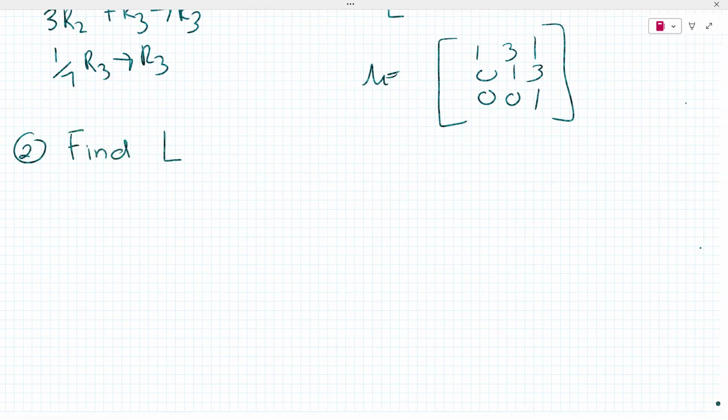So we're going to find L. To find L, you reverse.